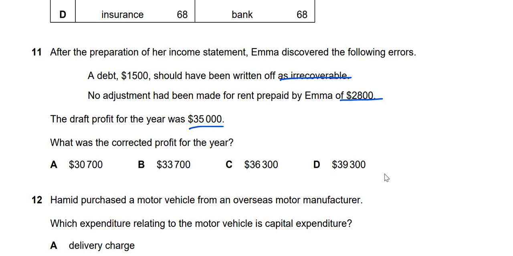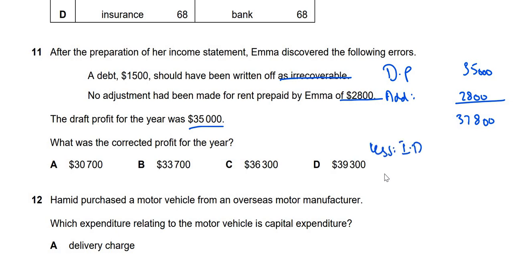So look, guys. First of all, write draft profit, DP, 35,000. You need to add rent prepaid because we already deducted this. It's not adjusted, it's rent for the future. We already deducted it. We won't deduct it this year. It's for the future. So it's 37,800. And then less irrecoverable debt. Basically this is debt which money we won't recover. So 36,300 is the correct profit.